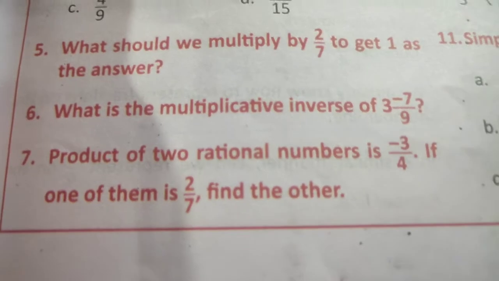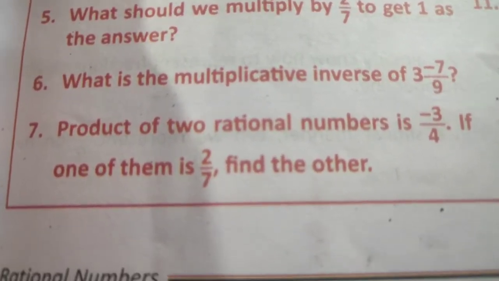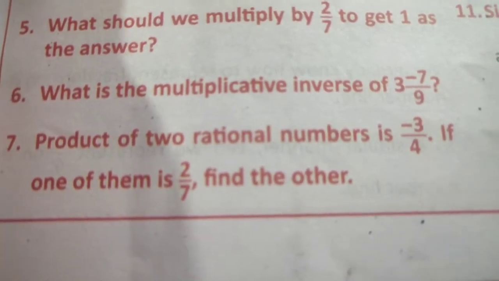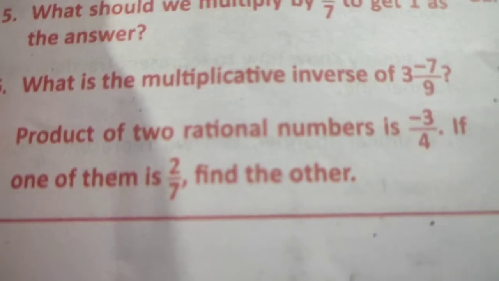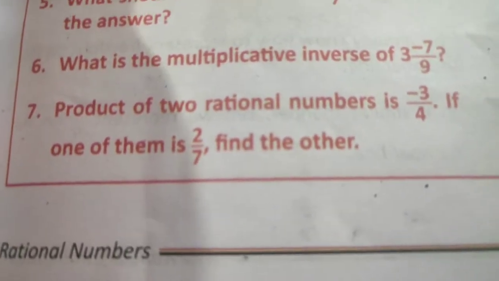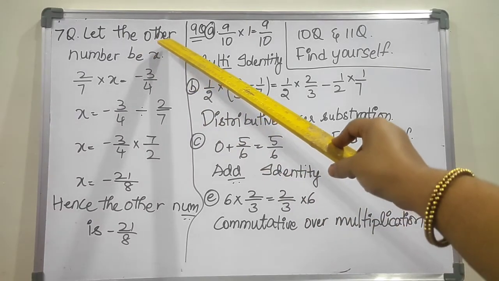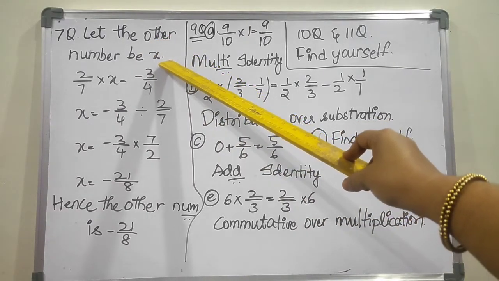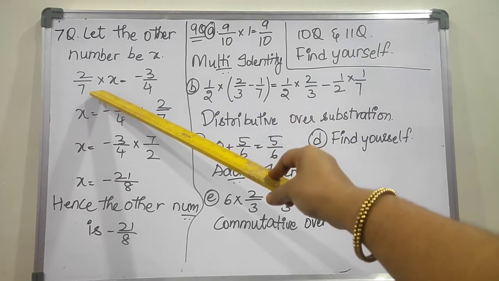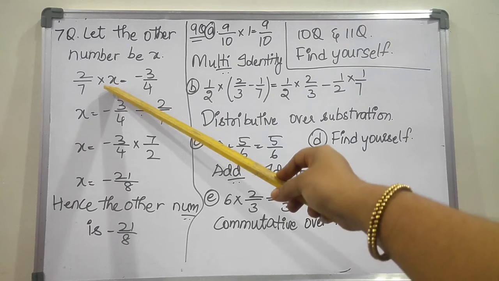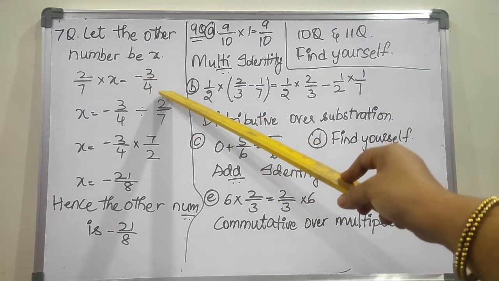Now see the seventh question. Product of two rational numbers is minus 3 by 4. If one of them is 2 by 7, find the other. They have given us one of the rational numbers, that is 2 by 7. They are asking us to find the other one. So let the other number be x. Now 2 by 7, the number they have given, and the other number, which we have assumed as x, is equal to minus 3 by 4.